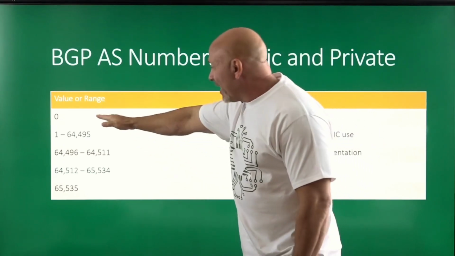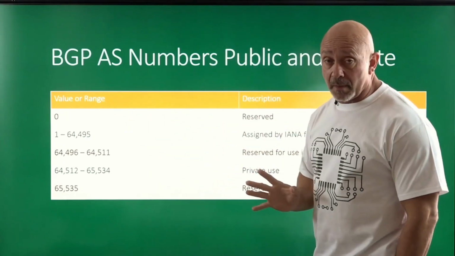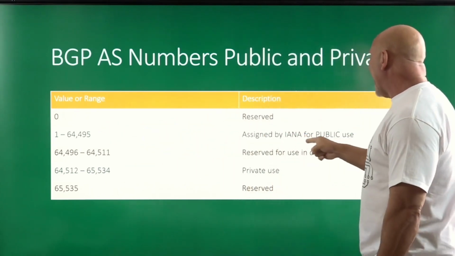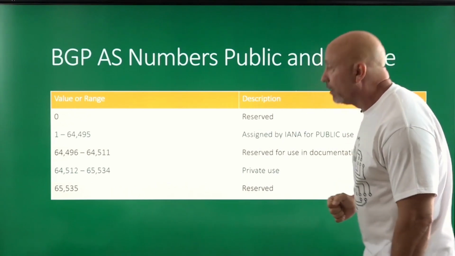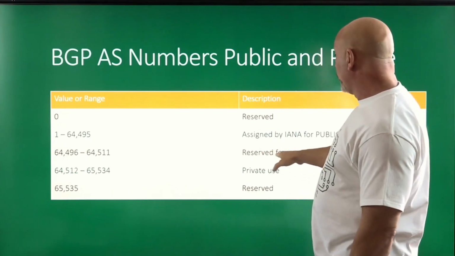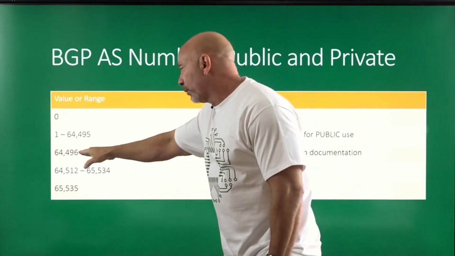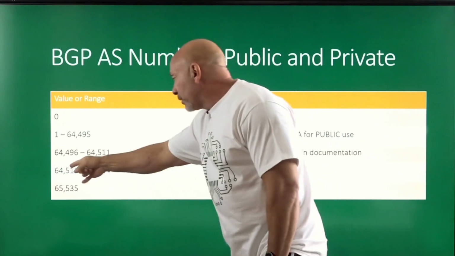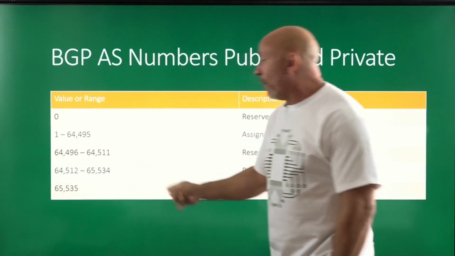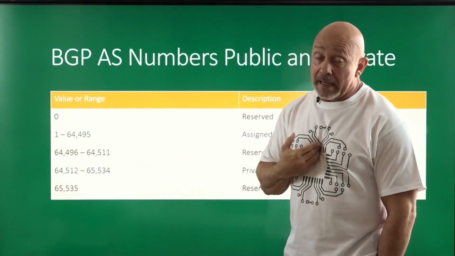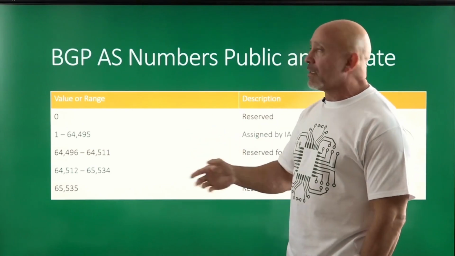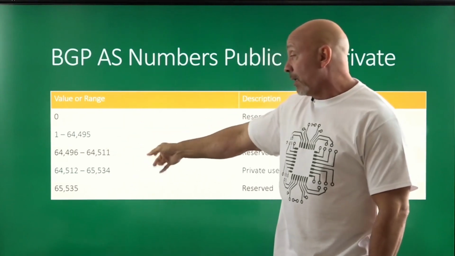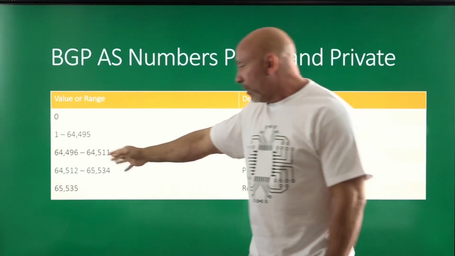For 0, it's reserved. You can't use autonomous system 0. 1 through 64,495, that's assigned by the IANA for public use only. You want something reserved for use in documentation, 64,496 to 64,511. For private use, internal, 64,512 to 65,534. That's what you usually see, like in my lab or any labs out there. Everyone uses 65,001 or 65 something, a high number in that range.